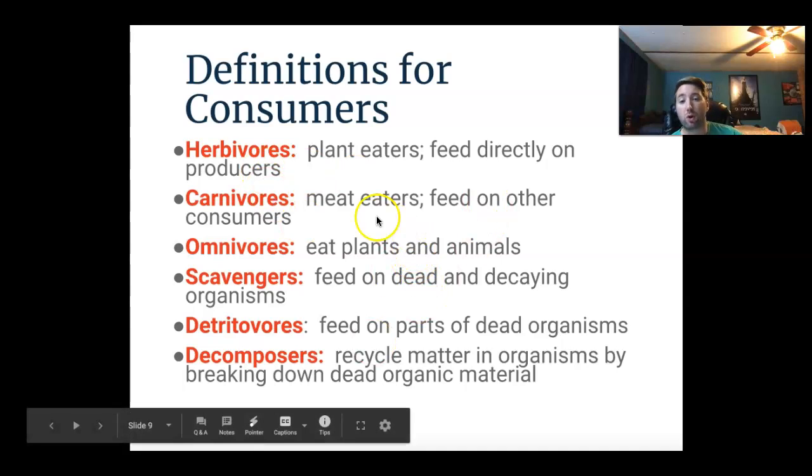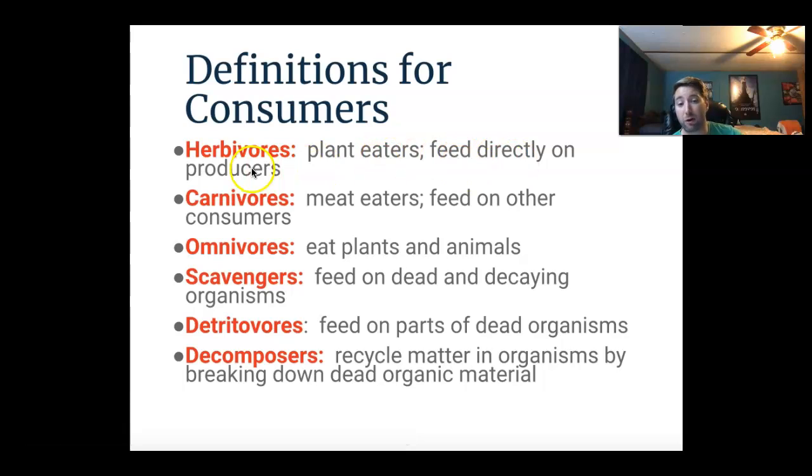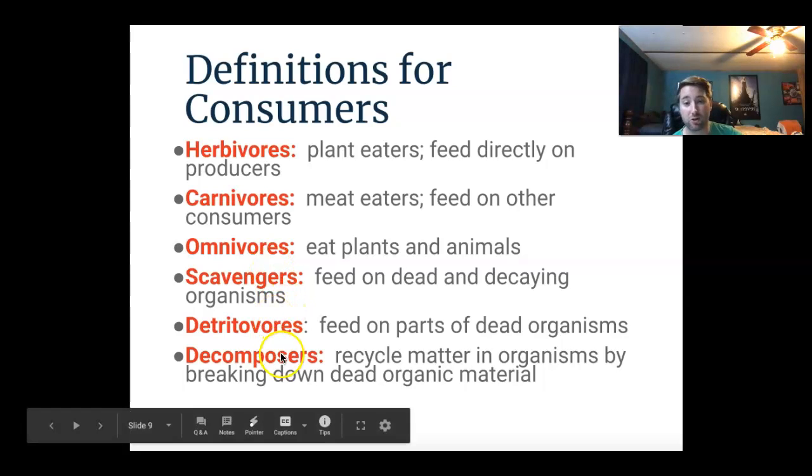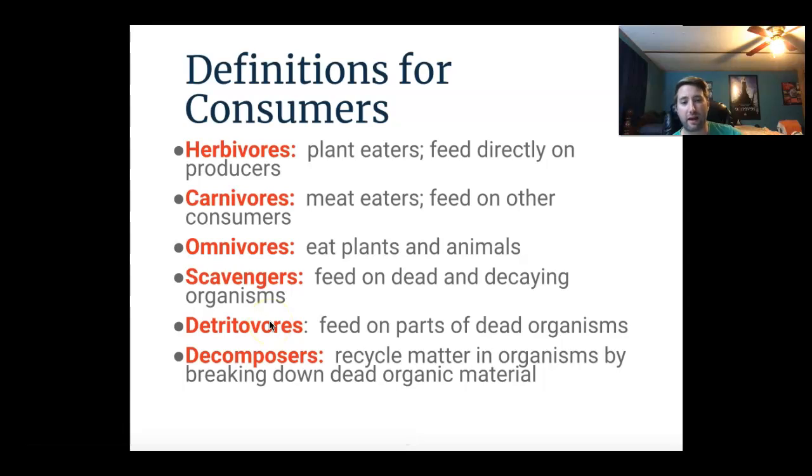All right, so here are some definitions for consumers, and you've probably seen these before. So an herbivore is a plant eater. They feed directly on primary producers. Then we've got carnivores, omnivores, scavengers, detritivores, and then decomposers. These detritivores are feeding on parts of dead animals or dead organisms, so they're eating mainly detritus. Scavengers are things like turkey vultures that are just eating dead and decaying stuff, which is pretty disgusting.